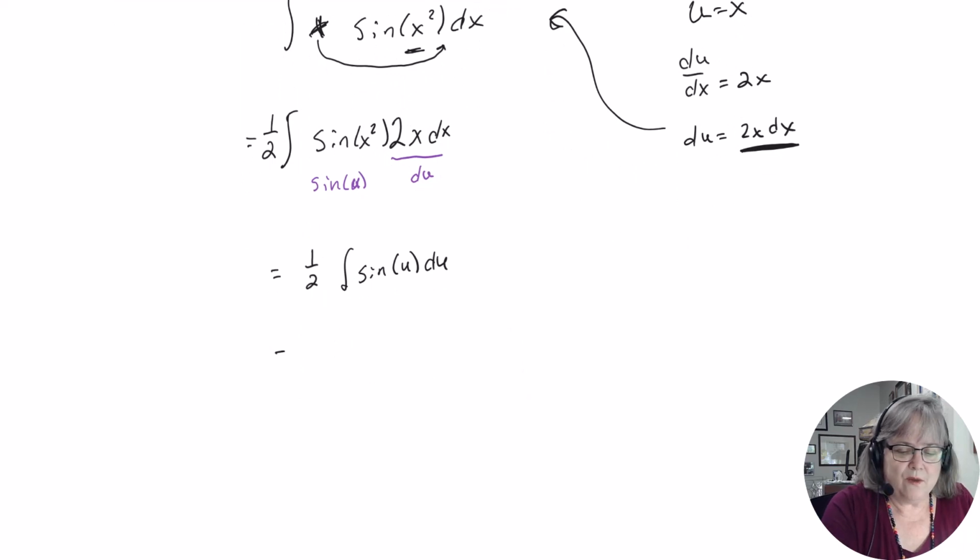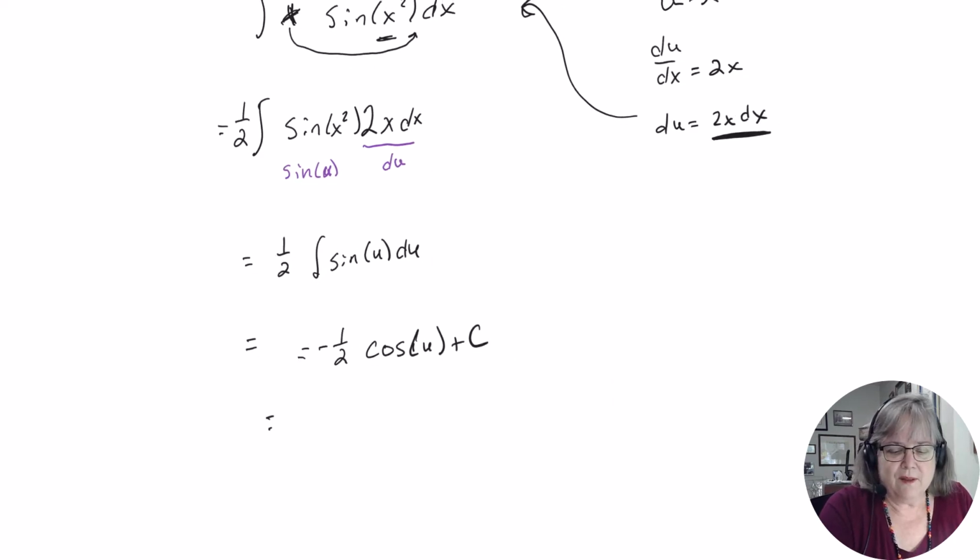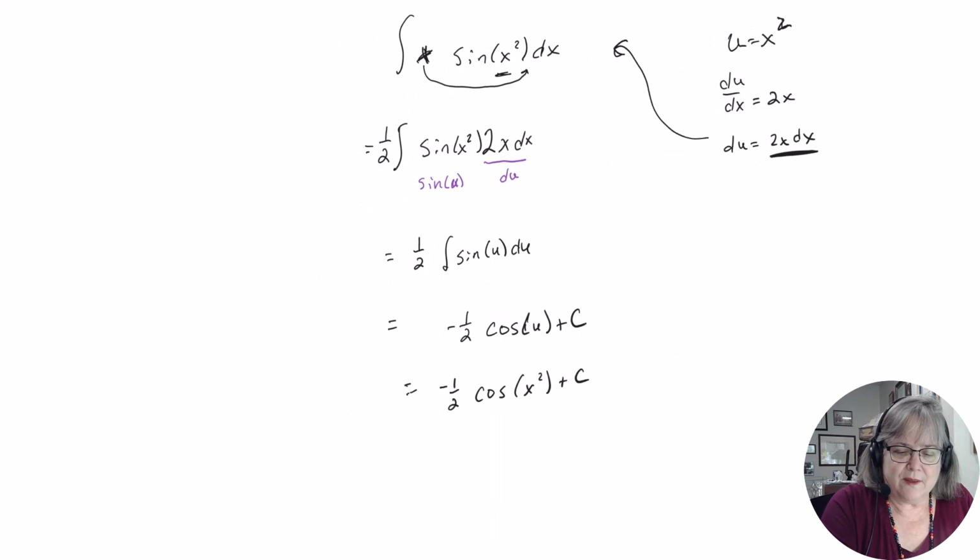Okay, what did you take the derivative of to get positive sine? Well, remember when you take the derivative of cosine, you get a negative sign, and I don't have a negative, so I must have had a negative to start with. So it's negative 1/2 cosine u plus c. Let me stay with u. I just switched it all out for you. And remember, they didn't ask us about u, so it's negative 1/2 cosine x squared plus c. And that would be the answer to this.